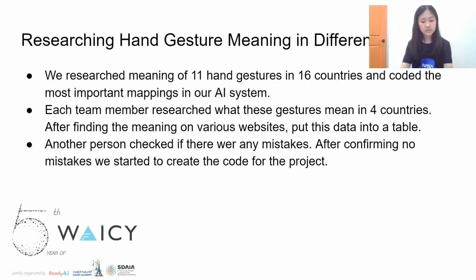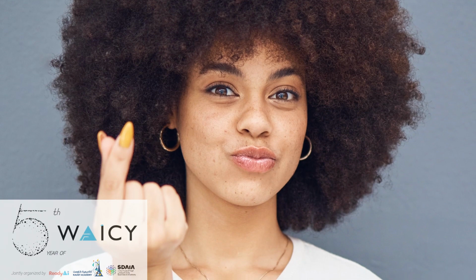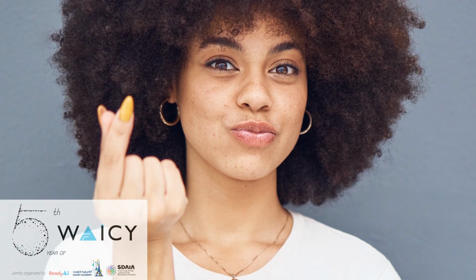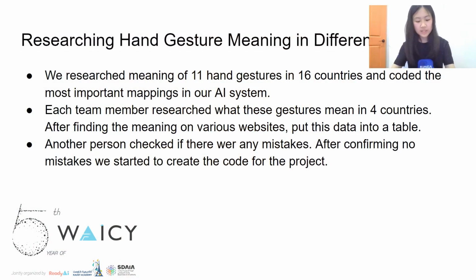Our program was coded through Python. There are headings of the country and a list of all the gestures under it. We made sure to add a question for the robot to ask us what gesture the other person is doing before translating the gestures in which country they are from. We researched the meaning of 11 hand gestures in 16 countries and coded the most important mappings in our AI system.